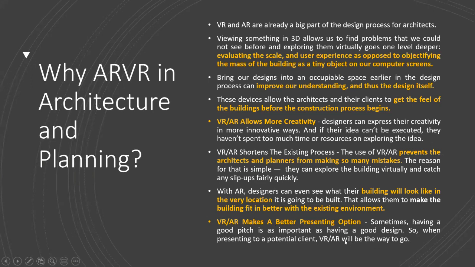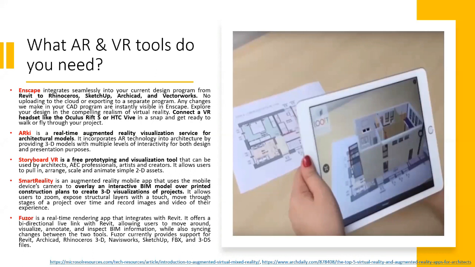So VR models, AR models can be the way to go. So this is how it is helpful in architecture and planning. And these are some of the tools. There are not just 5 tools, there are so many others like Enscape, Archis, Storyboard VR. Storyboard VR is open source. Smart Reality, Fuser, which we can use and see our models in AR VR. Here in the image, you can see that it is just a plan, but in the tool, we are able to see the 3D version of it.